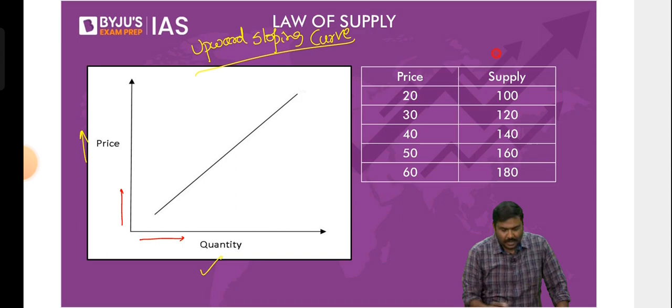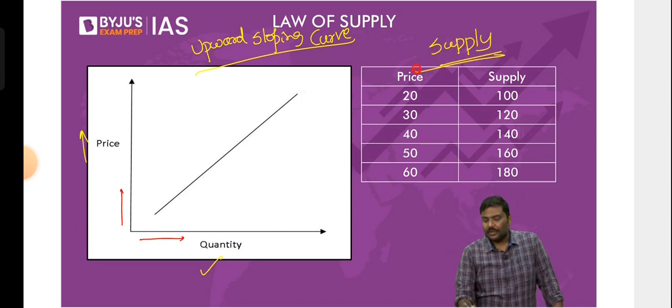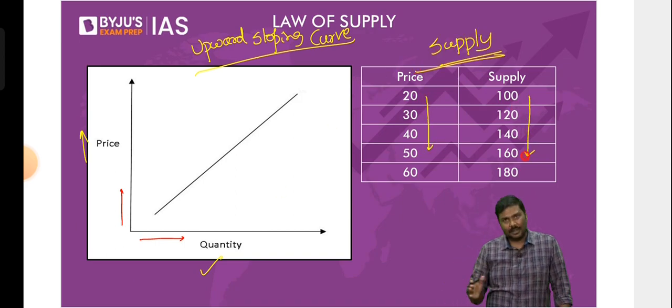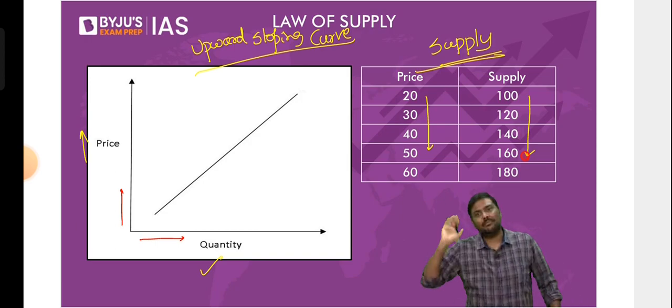And look at the supply schedule. This is, by the way, the supply schedule. Just like the demand schedule, this is the supply schedule. Whenever the prices keep on rising, supply of the goods will also keep on rising. And that is because you are having more and more profit. In order to earn more profit, you supply more. So this is law of demand, law of supply.